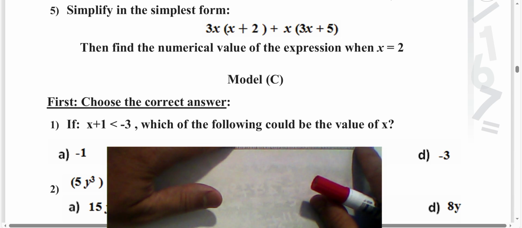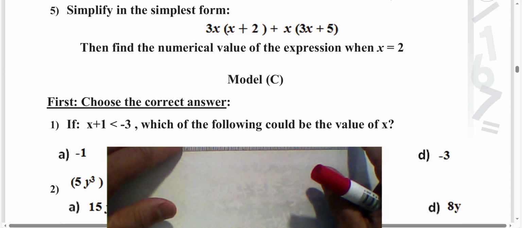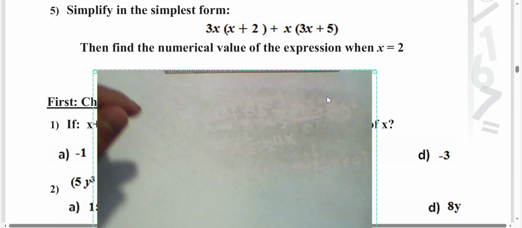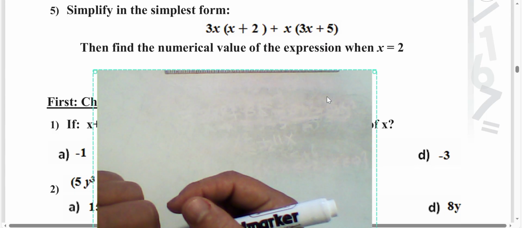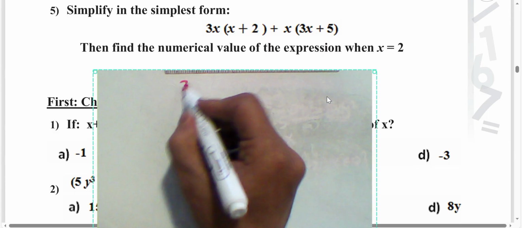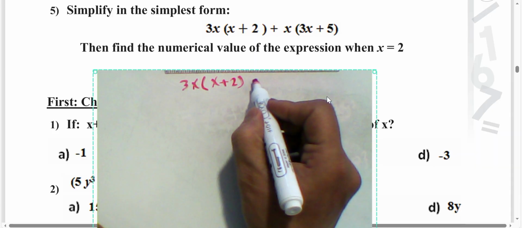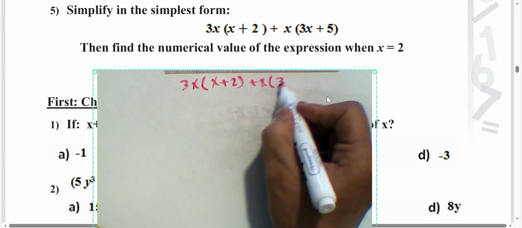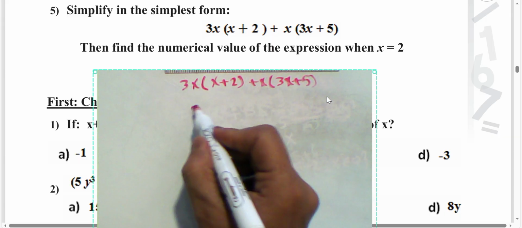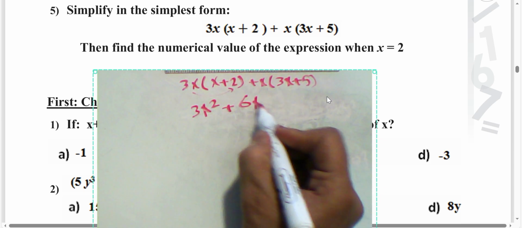Group 1. Today we'll complete worksheets, weekly assessment number 4 from performance box. Okay, assessment number 4. I will complete question number 5. We have 3x multiplied by x plus 2, plus x multiplied by 3x plus 5. We can multiply 3x times x equals 3x power 2, and 3x times 2 equals 6x.